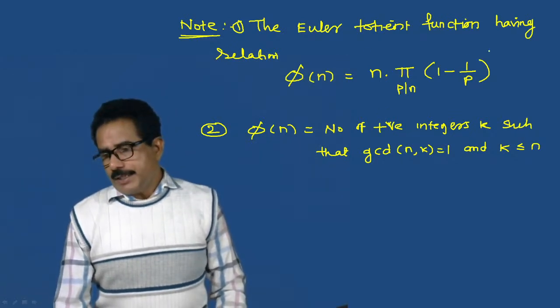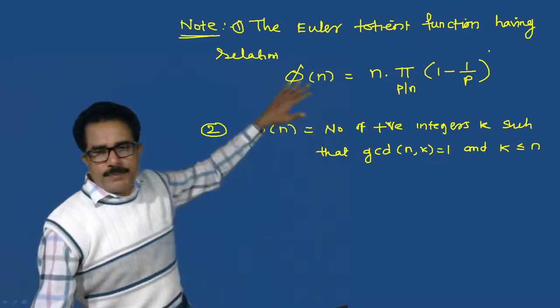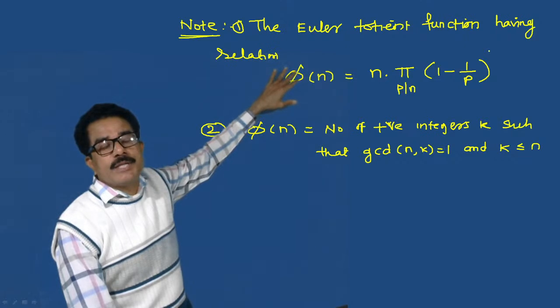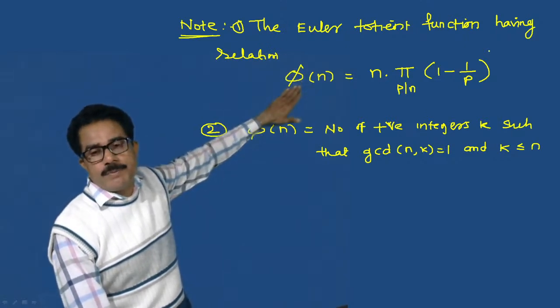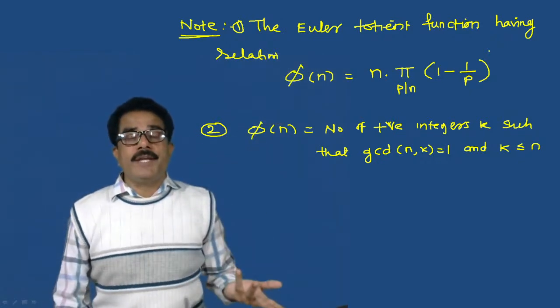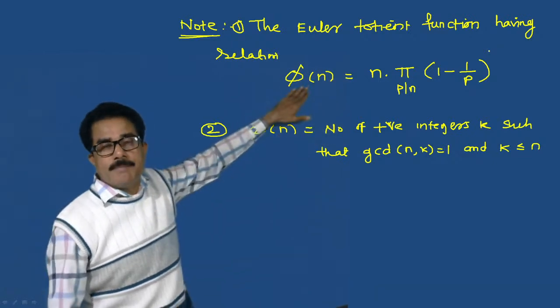Euler Totient function here. Now see this formula, now we can find the Euler Totient function for different values of n by using this formula. Now what we have to do is find the Euler Totient function, phi of n, by using this formula. Okay. Now write down this.